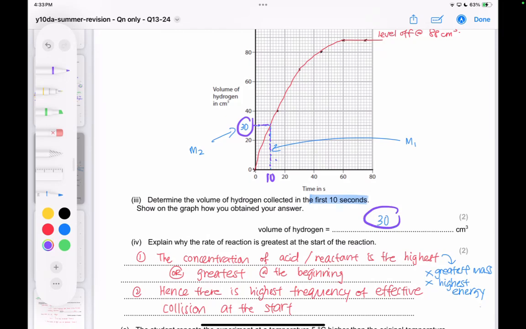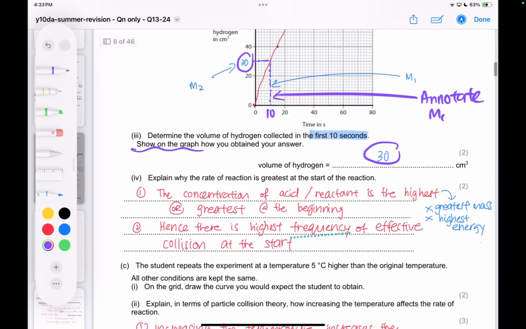So if you are not able to annotate on your graph, then you will not get your first mark. To show on the graph means that you need to draw the dotted line until you hit the red color curve and you read off the value on the left hand side. So take note of instructions like this. This is how students tend to lose marks.